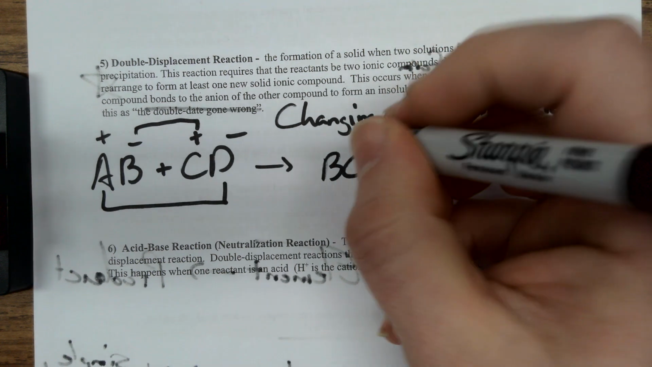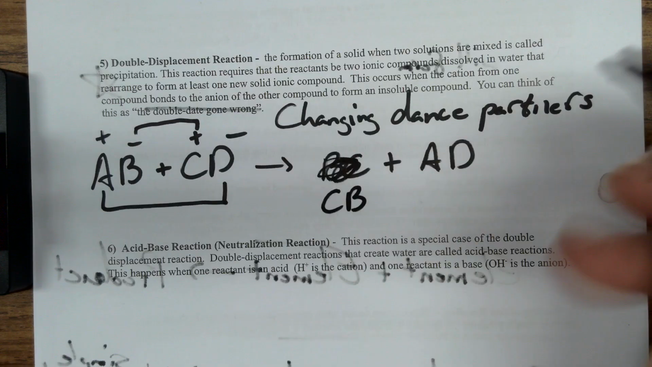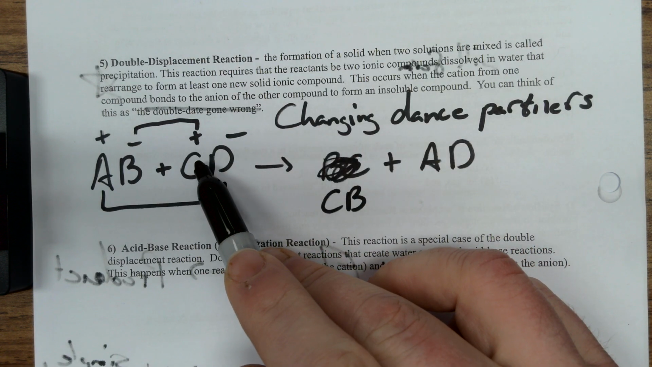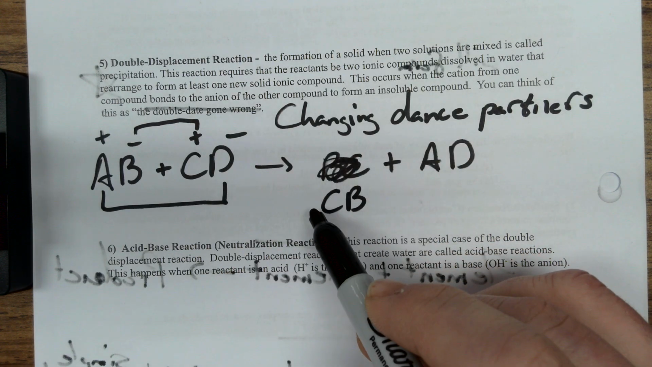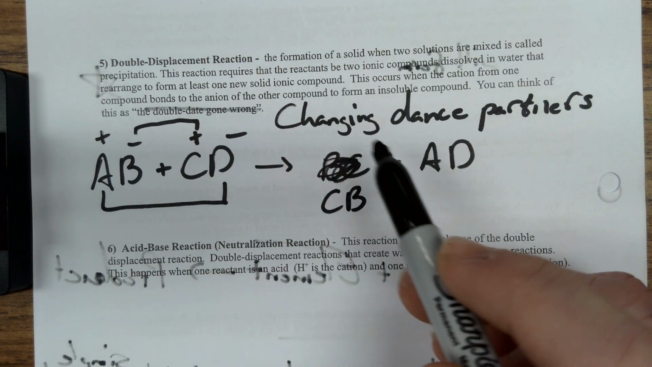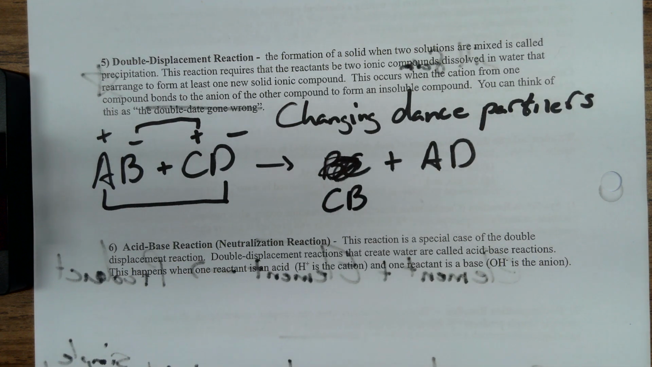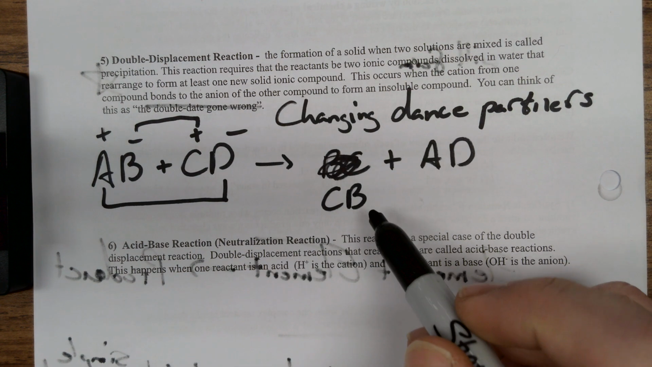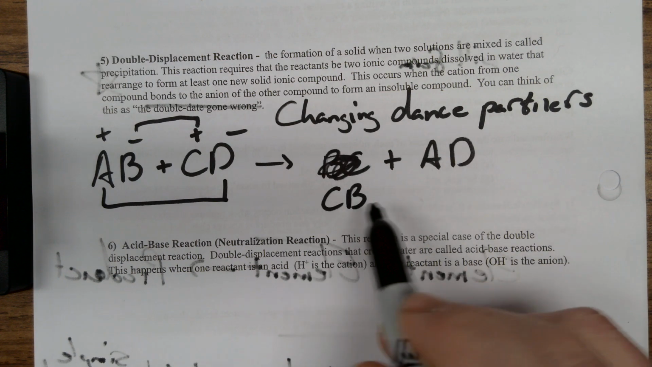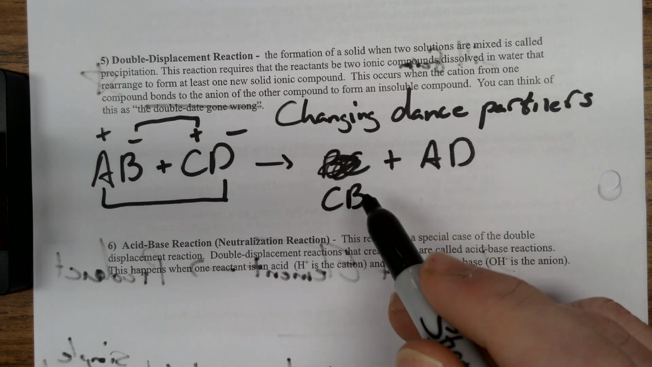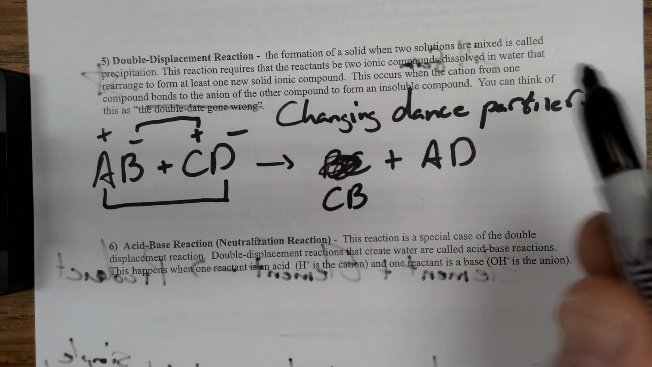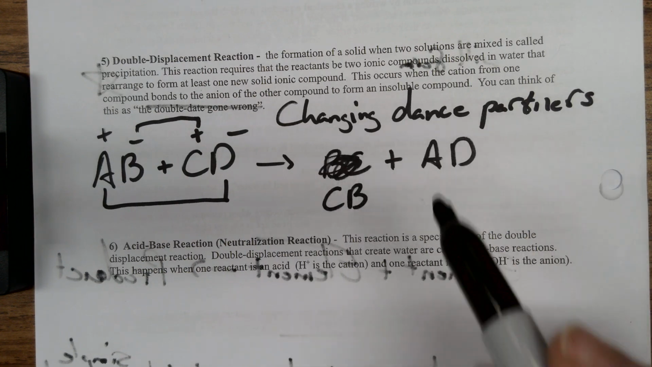If you want to get literal with it, it would really be CB, because C is my cation. But it looks better when we read it that B goes before C. So if I had a reaction and I wrote A, B, C, D underneath it, and I made a mistake in my products where I put the anion in front of the cation, technically it's going to be CB plus AD or AD plus CB. There's no rhyme or reason to which order they're in. The fact is that they're changing the dance partners.